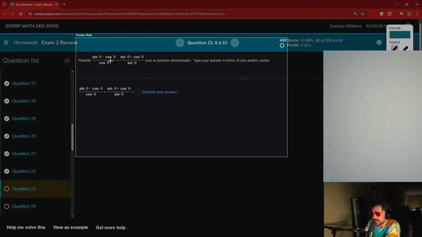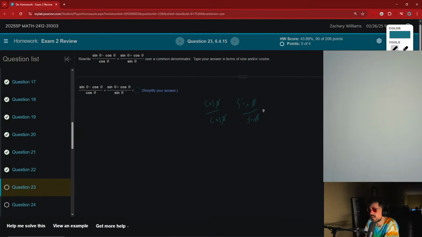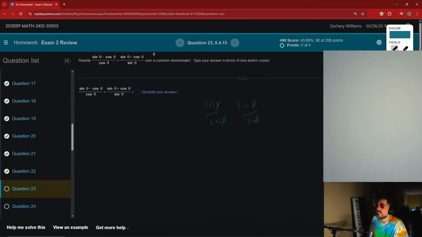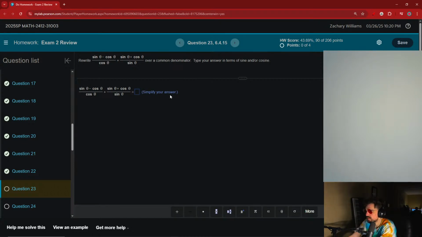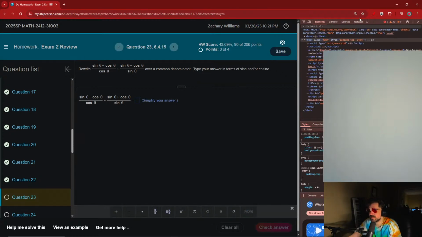So we just need to multiply the right side by cosine over cosine and multiply the left side by sine over sine. And then start factoring. Let's see if that works. So got sine.